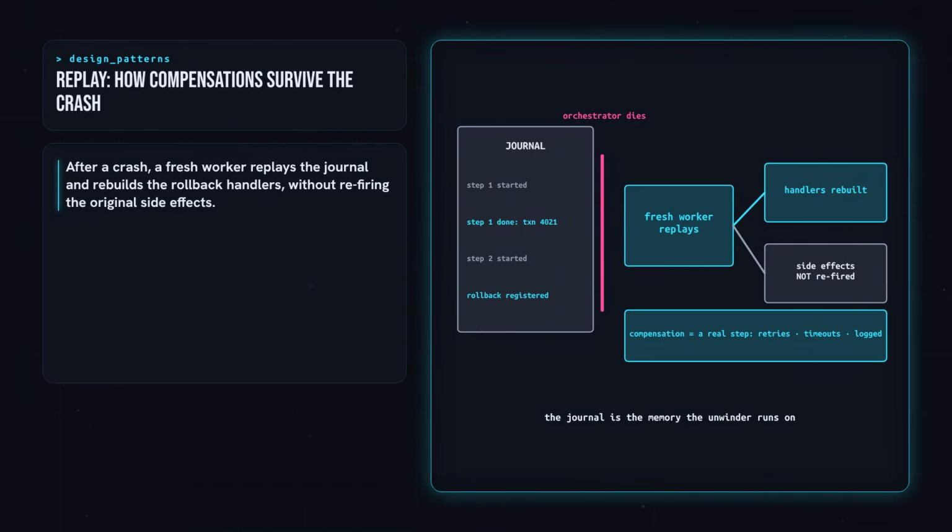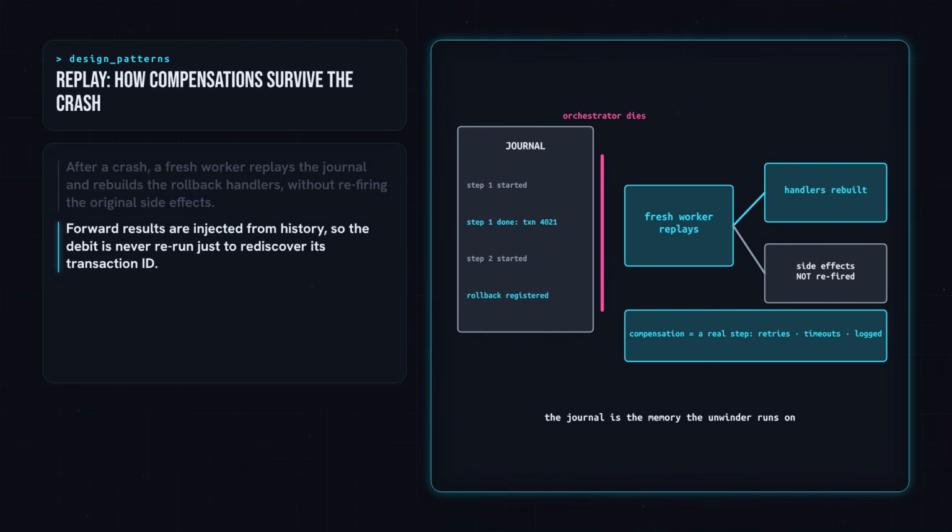Under the hood, rollback rides the machinery the engine already trusted. The persisted step history answers authoritatively the 3 questions from the last slide: which step started, which finished, and with what output, which rollback handlers were registered. In the common case, the engine simply invokes the handler stubs it already holds. In the recovery case, the orchestrating machine died mid-saga. A fresh worker replays the journal and rebuilds the missing rollback handlers without re-executing the original side effects, because every forward result is injected from the history rather than re-earned. The debit is not refired to rediscover its transaction ID. The ID is read from the log, and the compensation gets exactly what it needs.